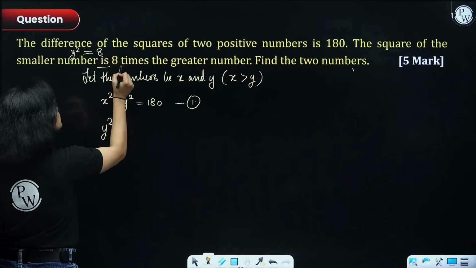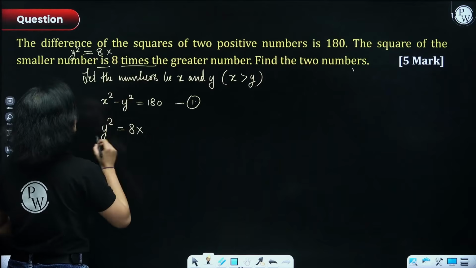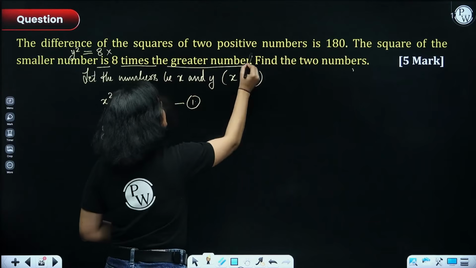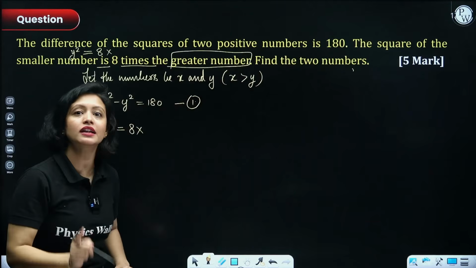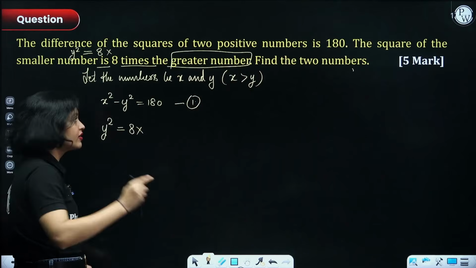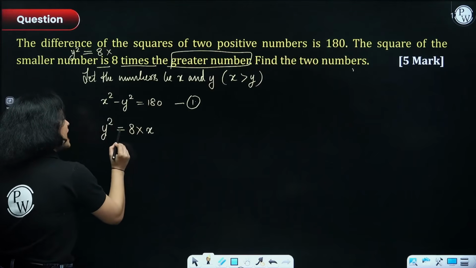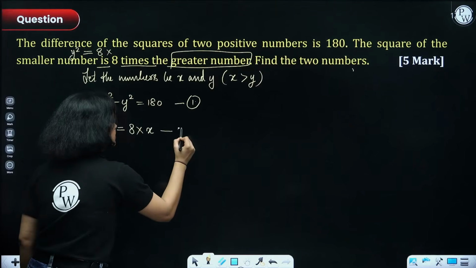8 times means multiplication. Times means multiplication. So 8 into the greater number. So they are only talking about greater number, not its square. So write the greater number, not its square, just the greater number. The greater number is x. So you get y square is equals to 8x. Write it as 2.